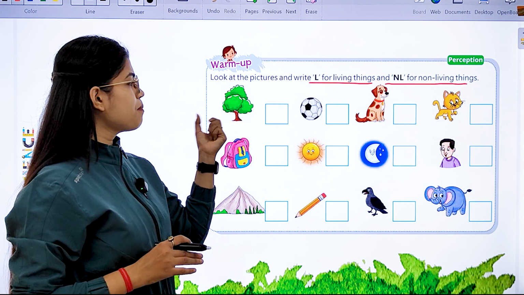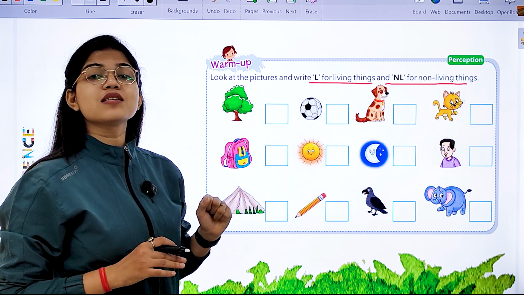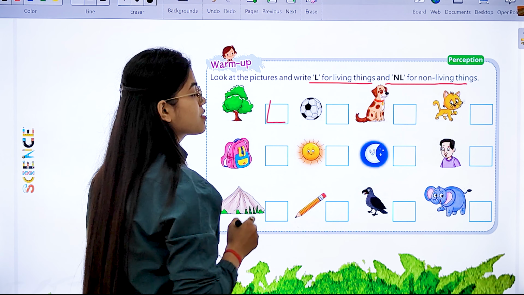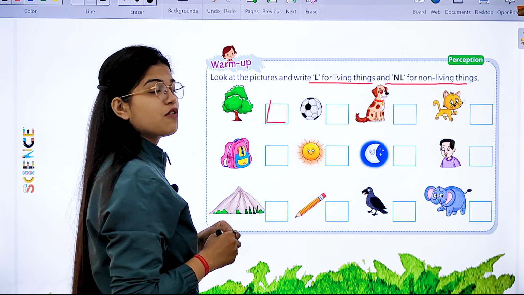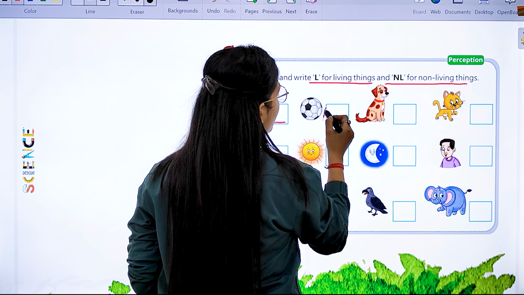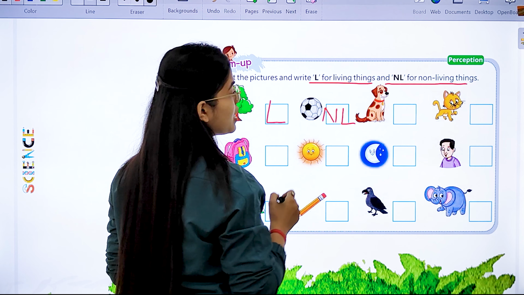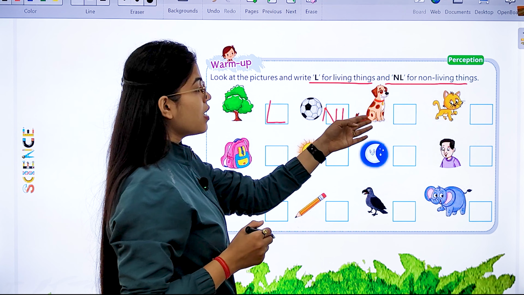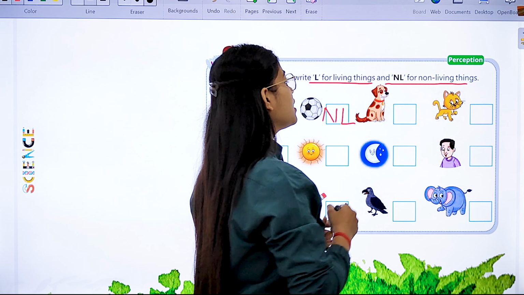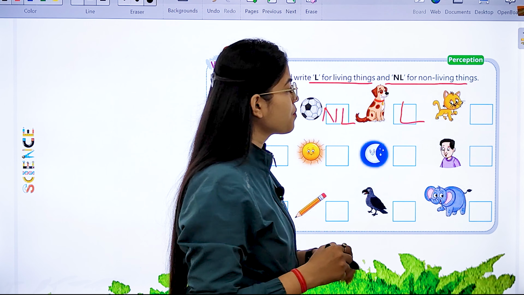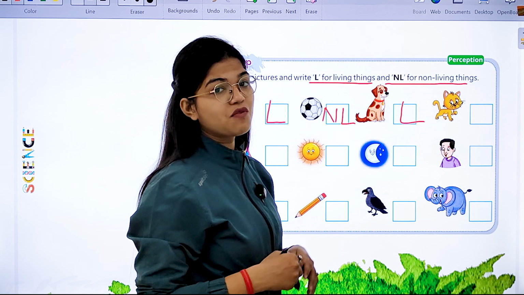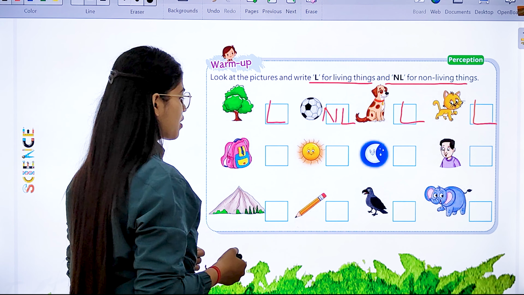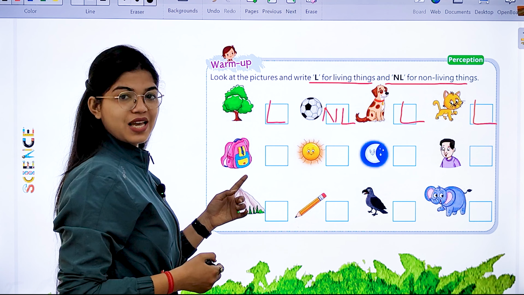See, if we talk about this plant, plants are considered to have life in them and therefore they are living things. Then this is a ball which does not have life. So we will write NL for it. Then it is a dog, again a living thing. So we will write L for it. Then it is a cat which has life in it. That means a living thing. Then the bag does not have life.